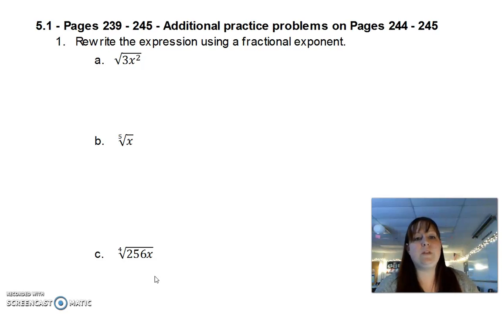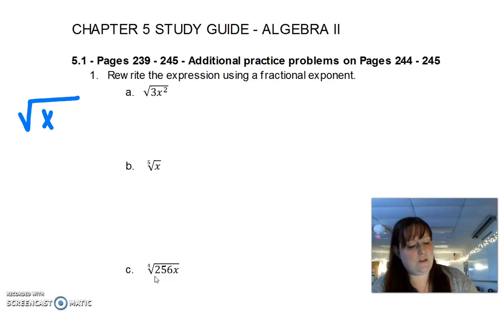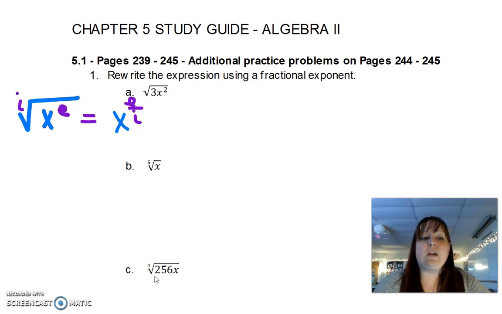So this first one says rewrite the expression using a fractional exponent. And the thing I want you to remember is that when we have this radical, something underneath it, we have an exponent and an index, right? We have an exponent and an index. And when we switch that over into exponential form, we have that same base, and then it has E over I. Remember, it's exponent over index, like E-I-E-I-O. So that's how we're going to switch them back and forth.